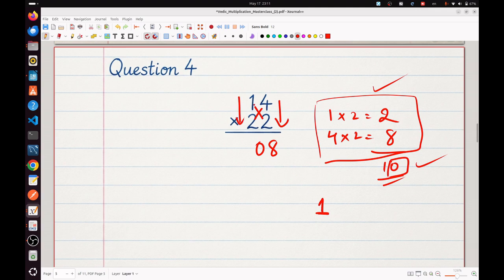Last step, what is there? 1 cross 2, that is 2. That 2 you need to add here. 2 plus 1, 3. This 3 you need to keep here.